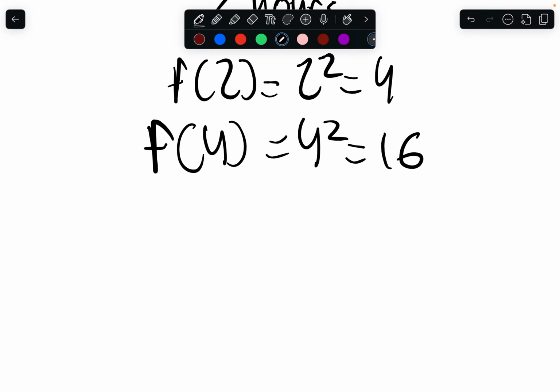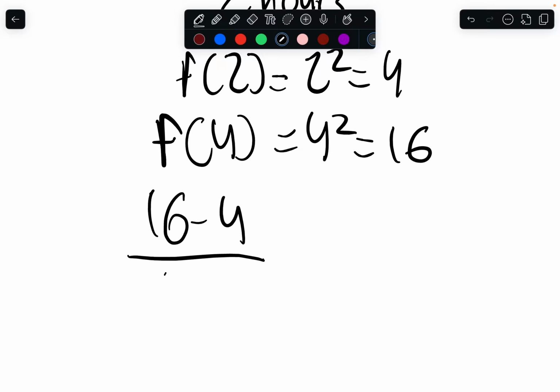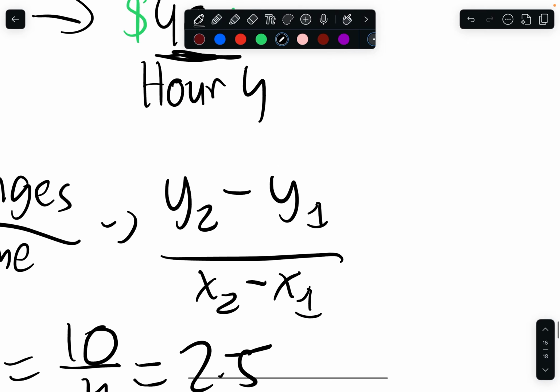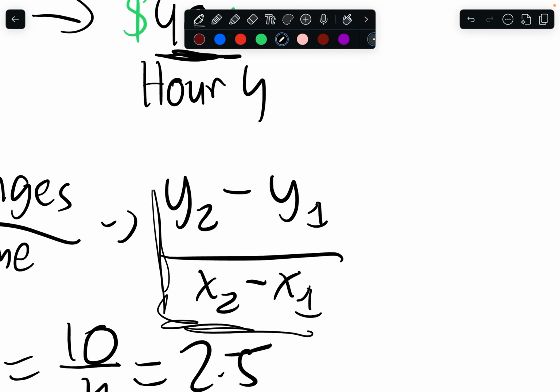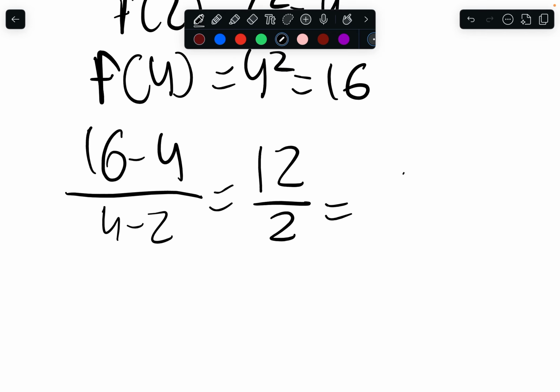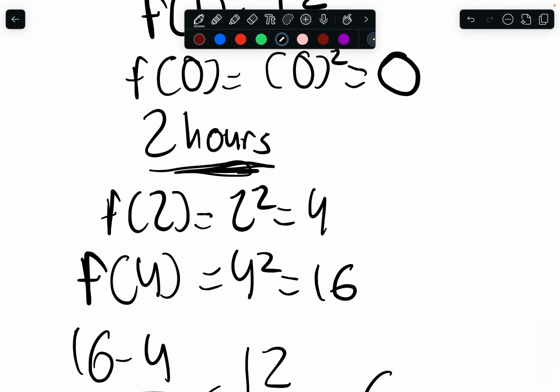Pretty simple. Now, if I want to calculate its rate of change, 16 minus 4 over 4 minus 2. Remember the formula? That is basically what I'm just doing here. This is equal to 12. 16 minus 4 is 12 over 2, which is equal to 6. That means from rush hour, I'm going to be making $6,000 per hour.